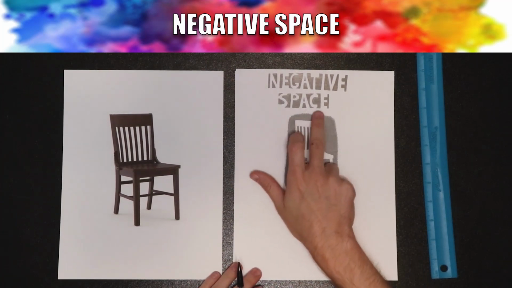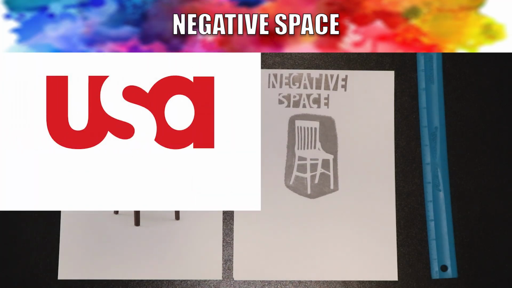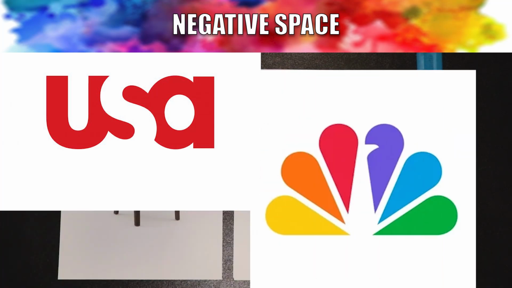And then up here, how I did the letters, negative space is utilized a lot in logos. Two of the more well-known ones are the USA logo for the USA Network, and then also the NBC or Peacock logo. You can see in those, in the USA logo, the S in the middle is negative space, and on the Peacock logo, you can see the body of the peacock is negative space in between what's their feathers and everything.